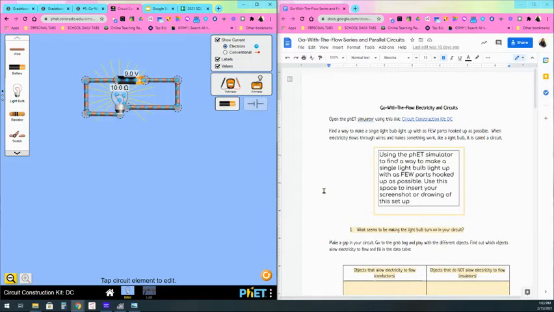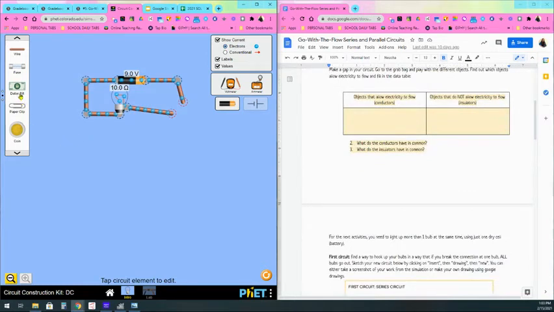So what seems to be making the light bulb turn on in your circuit? Well, you have a closed circuit, first of all, of wires connected to a resistor, in this case a light bulb, and the energy source is a battery. Now, you were to make a gap in your circuit, and you could have done that anywhere, just cut anywhere. And then you were to go to these different grab bags here and play with the different objects and find out which of these allow electricity to flow and fill in the data table.